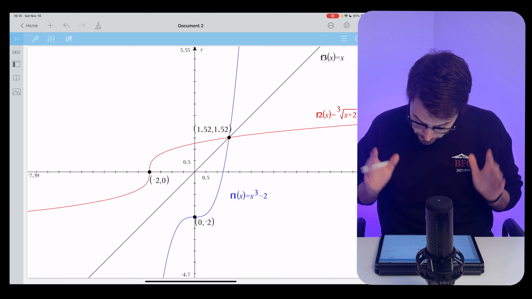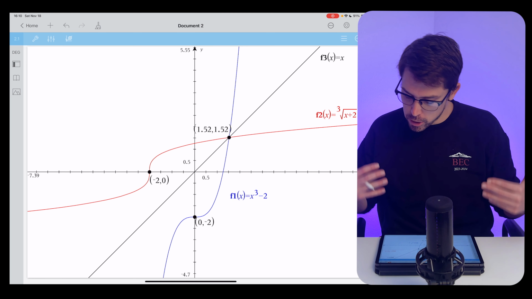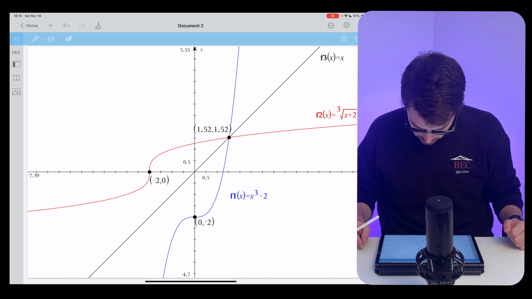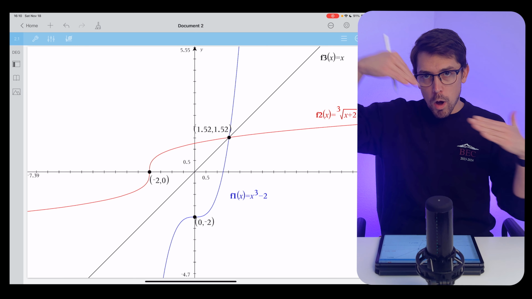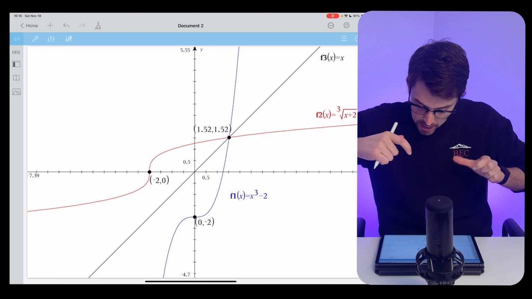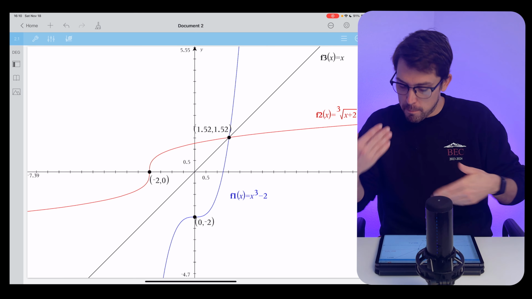So my blue graph is my original function, x cubed minus 2, and my red is my inverse function, the cubic root of x plus 2. And do these look like inverse functions? Well, of course, we're looking at that line y equals x. Does it look like it is cutting these two in half? It's providing a line about which they are symmetrical, kind of a mirror image.